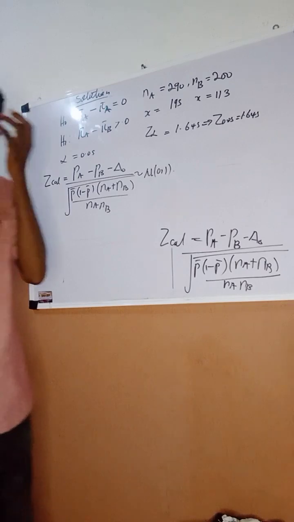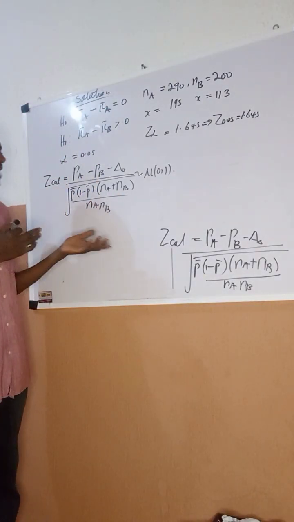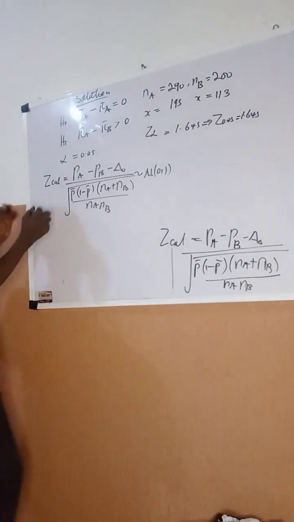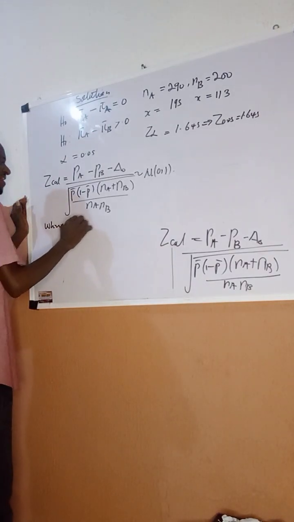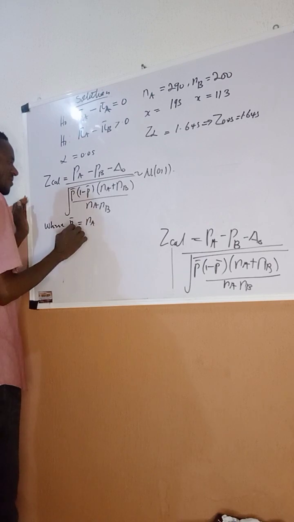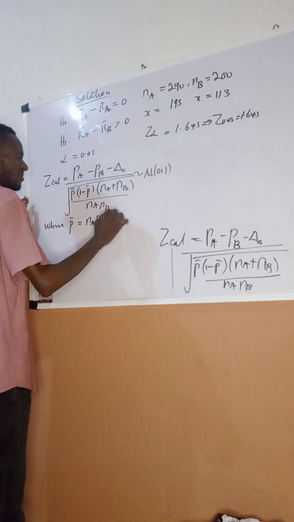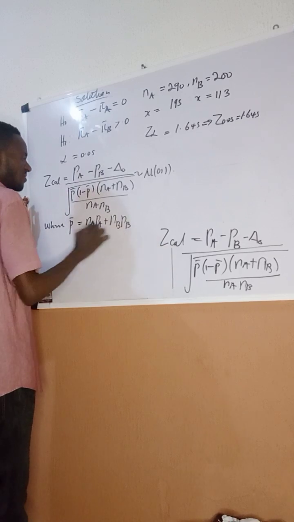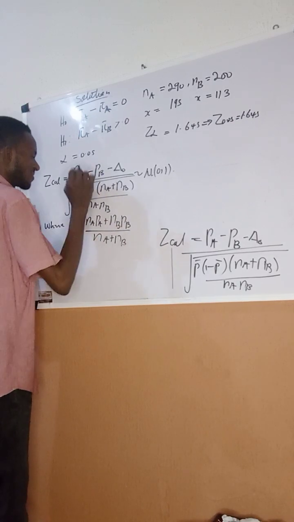Okay? Now we also go ahead. We say where my P bar is given as N of A, P of A plus N of B, P of B, all over N of A plus N of B.